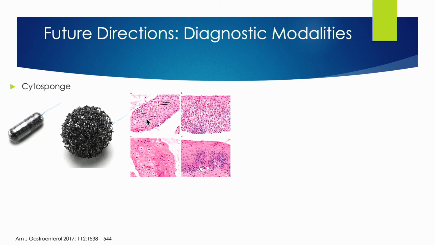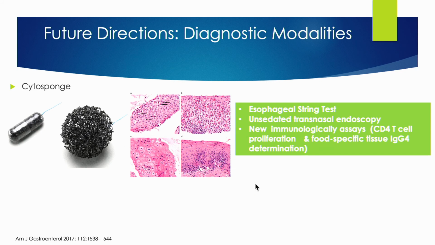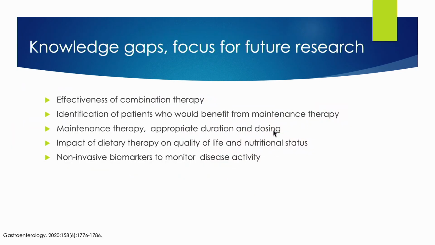Not the most pleasant, but it brings with it enough of the esophageal lining that a tissue block could be made, and it correlates very well with biopsy. So A and C here are Cytosponge compared to biopsy. There's other less invasive tests that are also under development.